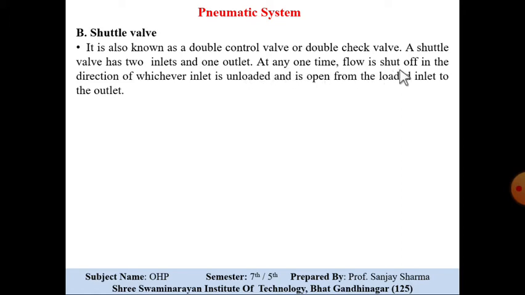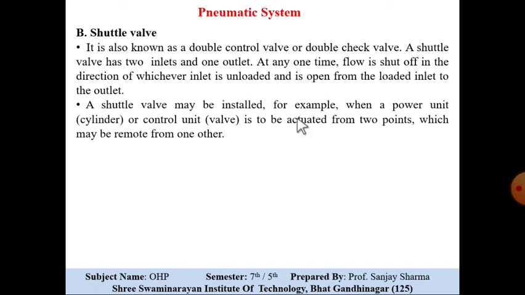At any one time, flow is shut off in the direction of whichever inlet is unloaded and is open from the loaded inlet to the outlet. A shuttle valve may be installed, for example, when a power unit, cylinder or a control unit is to be actuated from 2 points which may be remote from one another. So shuttle valve is used when actuator is to be operated from two different locations. So depending on that, it has two inlet and one outlet valve.